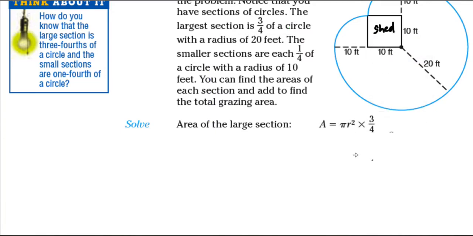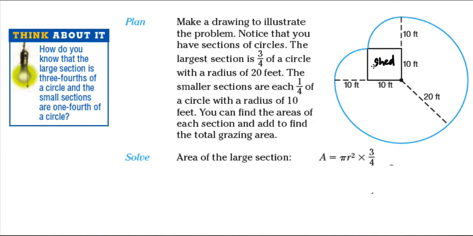Okay, there we go. So the area of our large section is A equals pi r squared times 3/4. Why multiplied by 3/4? Because we only have 3/4 of a circle, not a full circle. So first we estimate: 3 times 400 times 3/4. Our area should be close to around 900 square feet. So let's find the exact area.